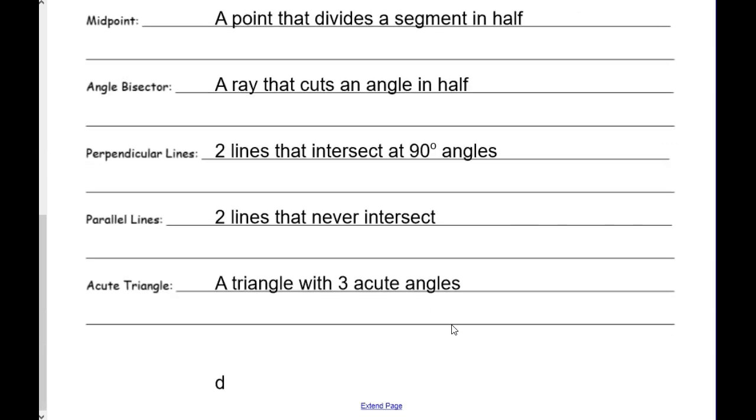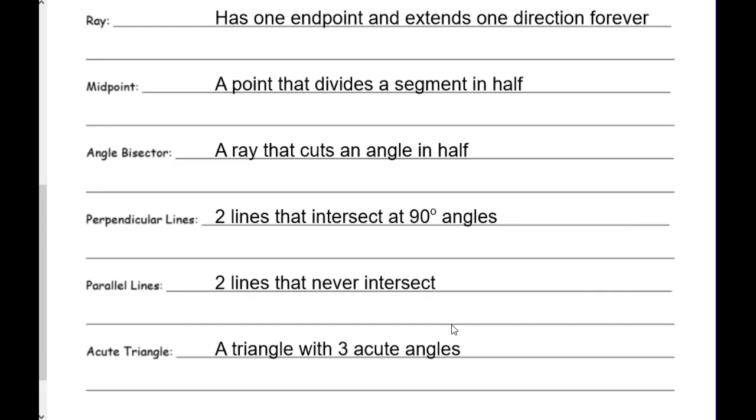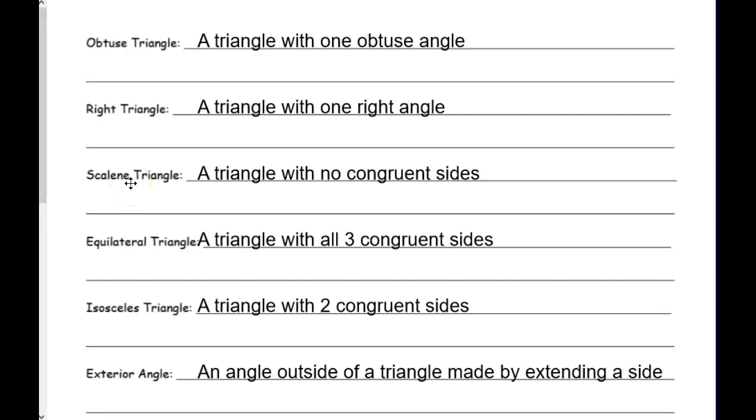Perpendicular lines are two lines that intersect at 90-degree angles. Parallel lines are two lines that never intersect. And an acute triangle is a triangle with three acute angles. Alright, and the last page, an obtuse triangle is a triangle with one obtuse angle. A right triangle is a triangle with one right angle.